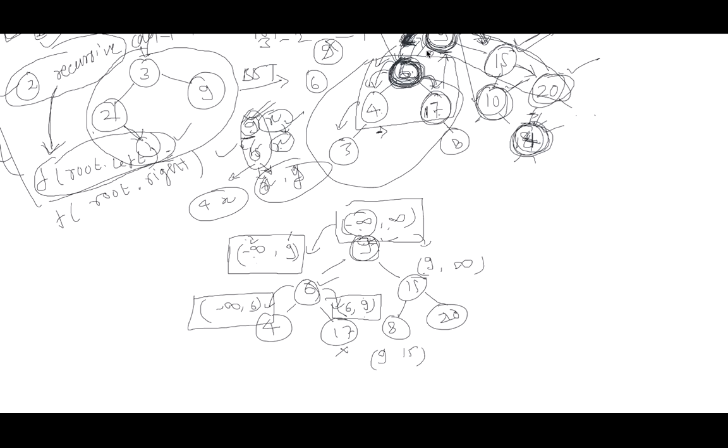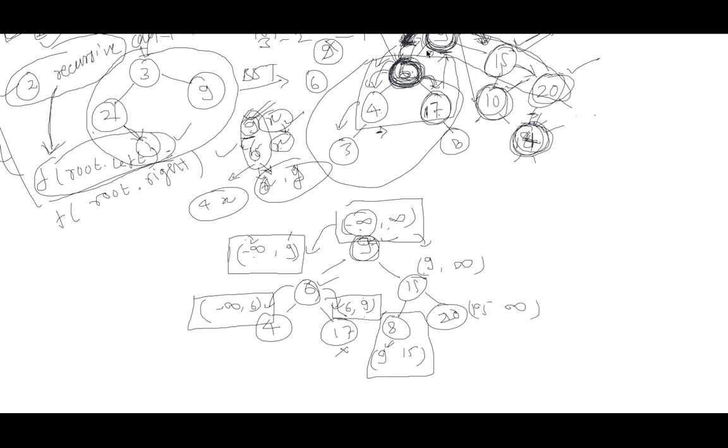And here we will have 9, here we will have this 15. 15 would be the minimum limit. So 15 and infinite. So this is also failing. The condition is also failing here, right? 8 should be between 9 and 15, but 8 is less than 9. Correct. So now can you write the code for this?